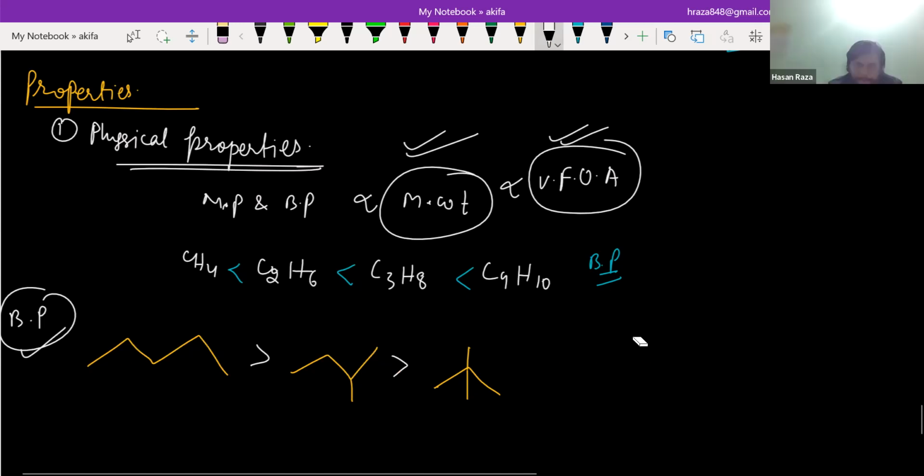Okay, for chemical properties, we will have different types of reactions with alkane. We will react different things with alkane. First is basically substitution reaction.